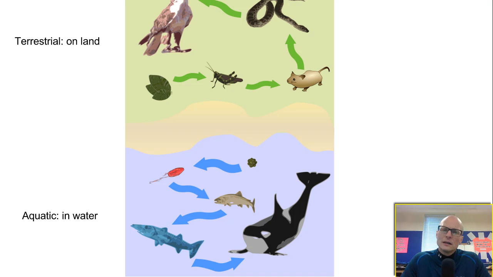The terrestrial has the plant being eaten by the grasshopper, being eaten by the mouse, being eaten by the snake, being eaten by the raptor. And in the aquatic, you can see the phytoplankton being eaten by the zooplankton, and then the fish, and then the bigger fish, and then a shark or a whale to be the top of the food chain. And the arrows show the direction of the passage of energy and matter.